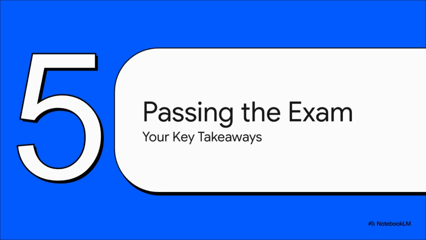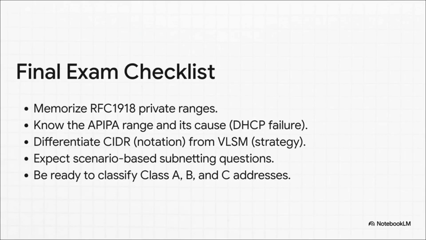Okay, let's bring this all home. We've gone over a lot of concepts, but what do you really need to hammer down to nail this section on the CompTIA Network Plus exam? Let's get down to brass tacks. Here is your final checklist. Number 1, memorize those RFC 1918 private IP ranges. No excuses. 2, know that 169.254 APIPA range, and know that it means your DHCP server has failed.